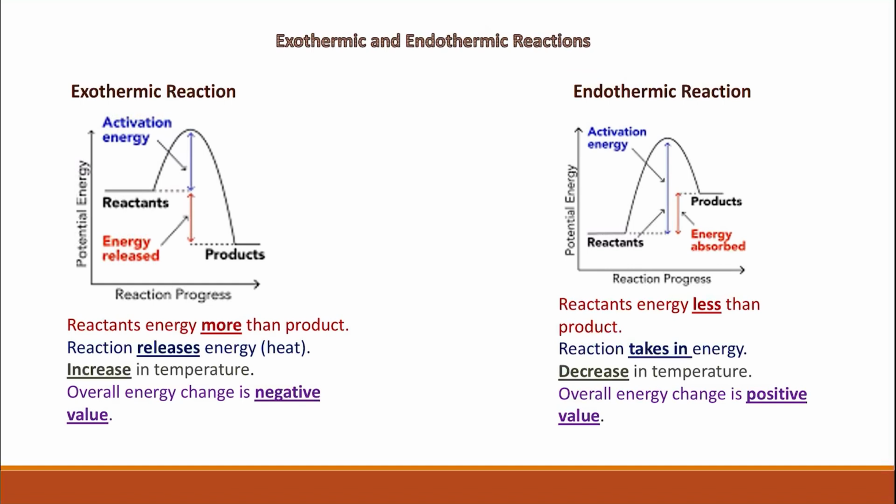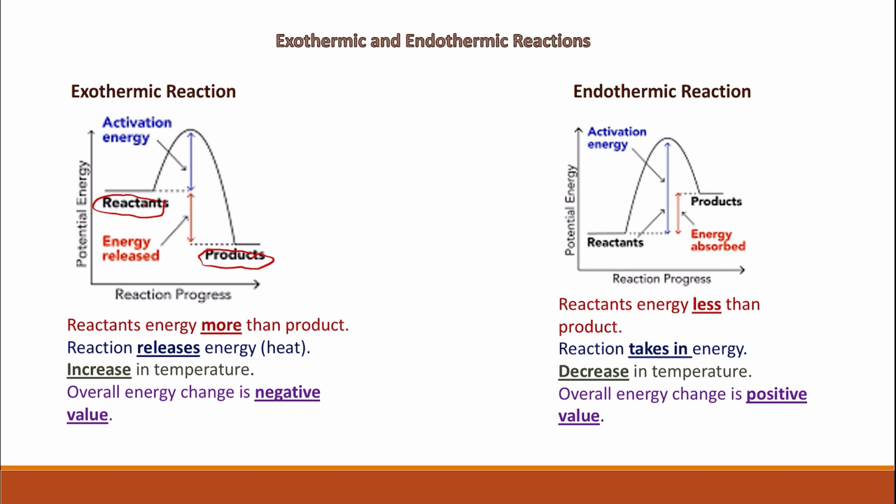The final topic, topic 5 for paper 1, deals with exothermic and endothermic reactions. So an exothermic reaction is the type of reaction where heat is given off to the surroundings. Remember that the reactants' energy will be higher than the energy of the products for an exothermic reaction. They usually ask you to draw the energy profile and to label the activation energy and the overall energy change.